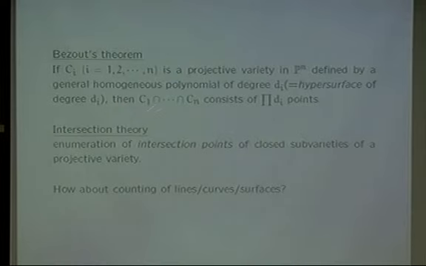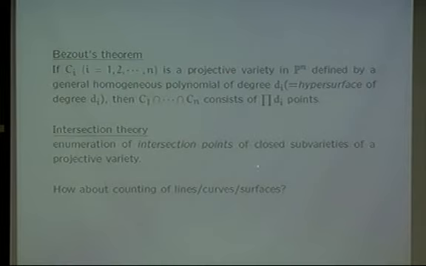So Bezout's theorem is a simple example of intersection theory. What is intersection theory? A very simple definition is the counting of intersection points of closed subvarieties of a projective variety. So it's a very special case of enumerative geometry. Enumerative geometry counts geometric objects, but intersection theory is just the counting of points. It's a very special case. Let's just count points.